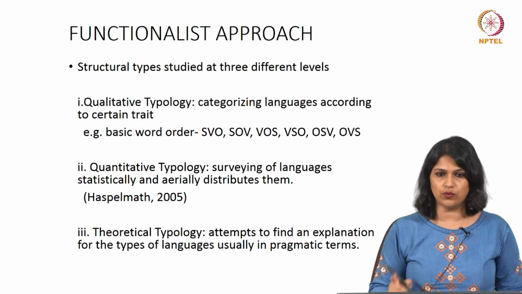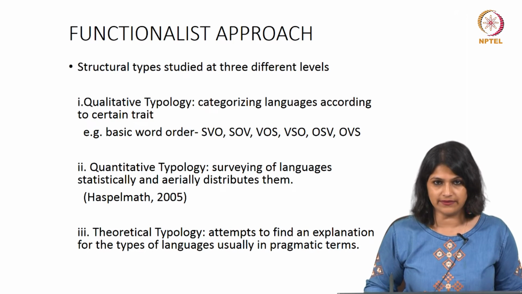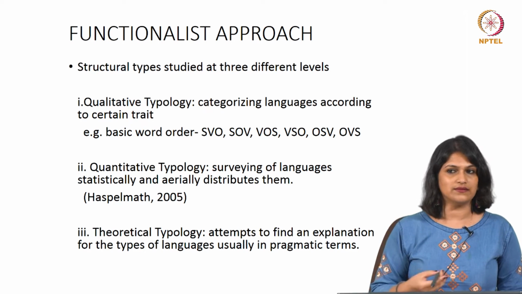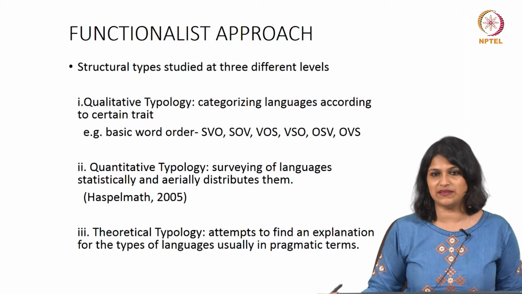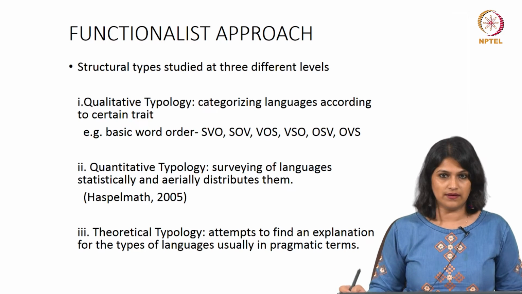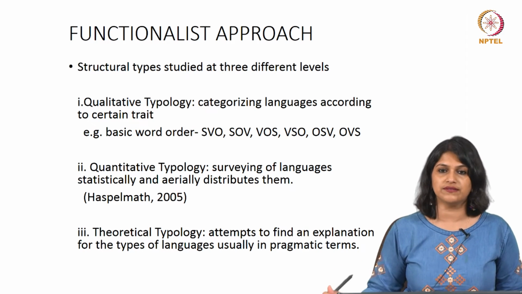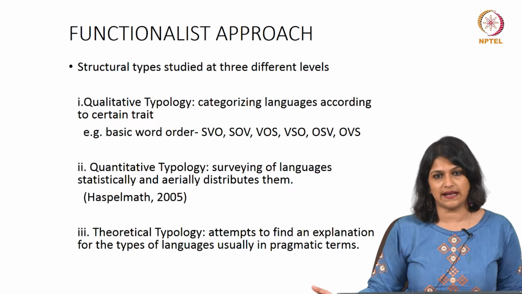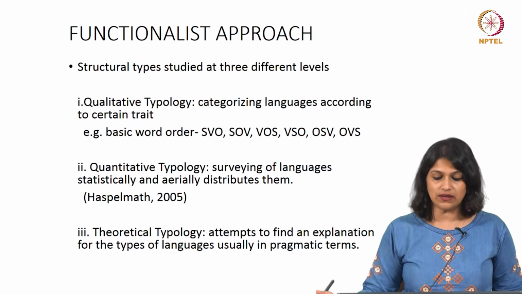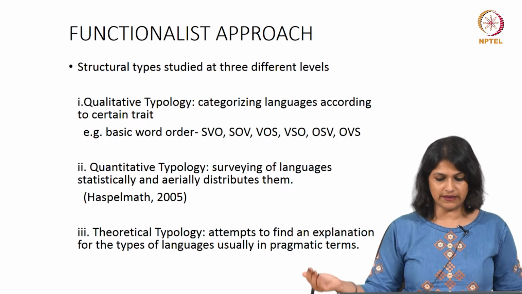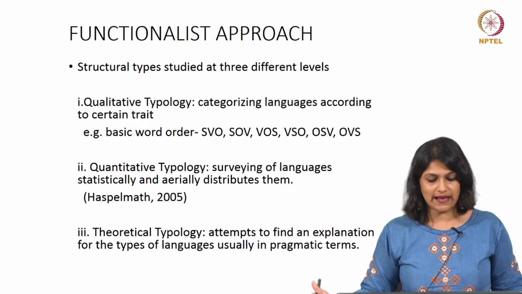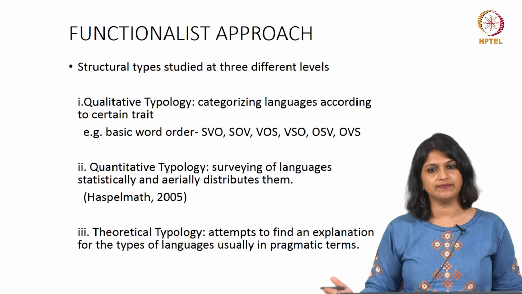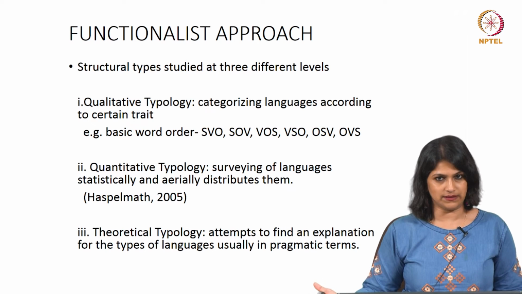This typological work can be studied qualitatively. When I say qualitatively, I'm trying to understand just the word order of different languages without really focusing on the number. I'm just trying to figure out which word orders are found in the world's languages. That would be known as qualitative typology. If you look at the slides, we categorize languages according to a certain trait. And the trait here is the word order pattern.